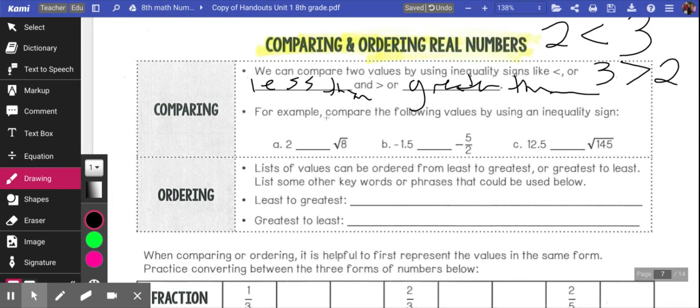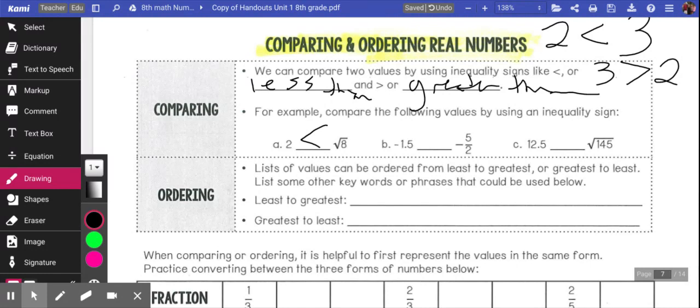So like we have 2 or the square root of 8. So you can find the square root of 8 or you can estimate. And you know that 2 times 2 is 4 and 3 times 3 is 9. So you know that this is pretty close to 9. So you know that is going to be bigger than the 2.